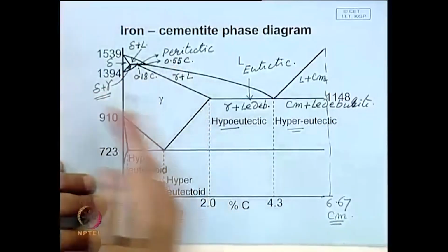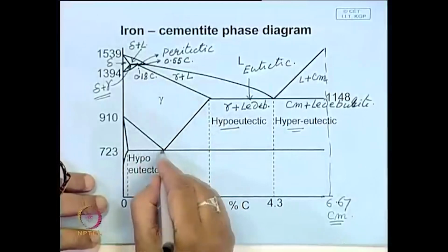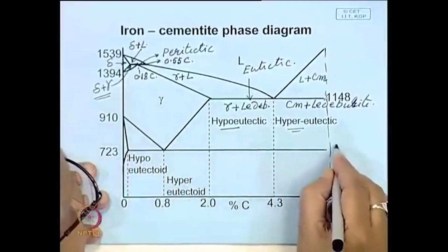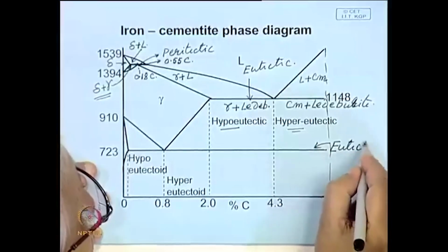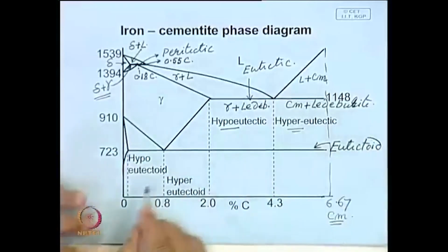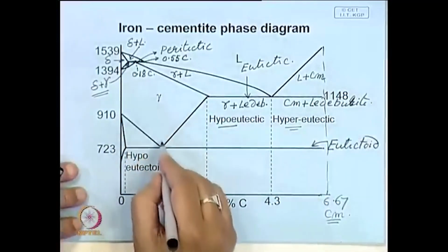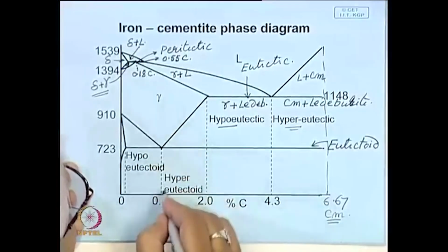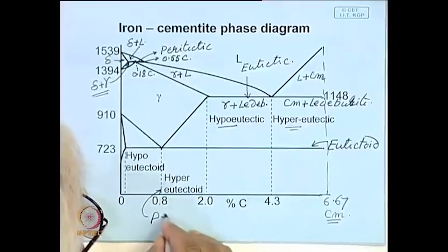Now, what happens on this side? On this side, if you cool gamma to this temperature, around 723 degree centigrade, this is the other isotherm, the eutectoid isotherm. Here that gamma reacts, and will give you a eutectoid structure, and this eutectoid structure we said is called perlite.